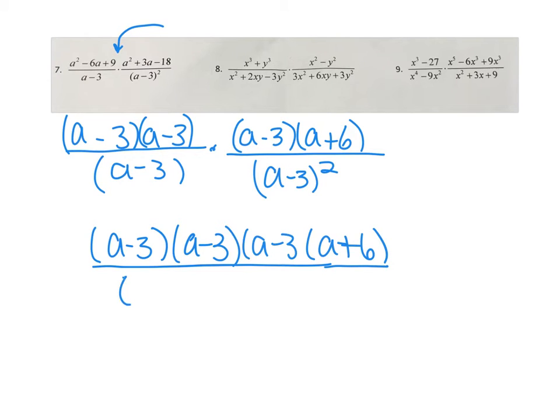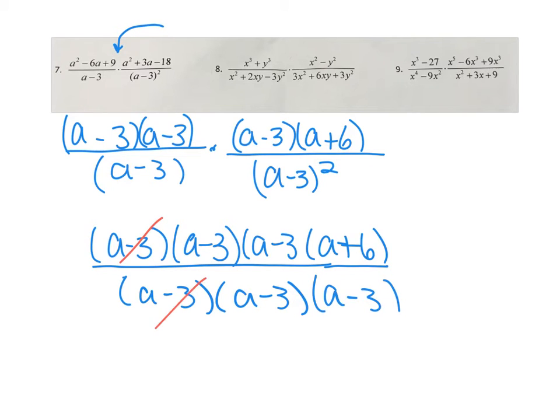On the bottom we have a minus 3, and then we have a minus 3, and because this is squared, it's like writing it twice, so I'm going to go ahead and write it again, a minus 3. Let's cancel from top to bottom. So we have an a minus 3 that cancels with an a minus 3. We have an a minus 3 that cancels with an a minus 3. Oh, and an a minus 3 that cancels with an a minus 3. So our final answer is a plus 6.